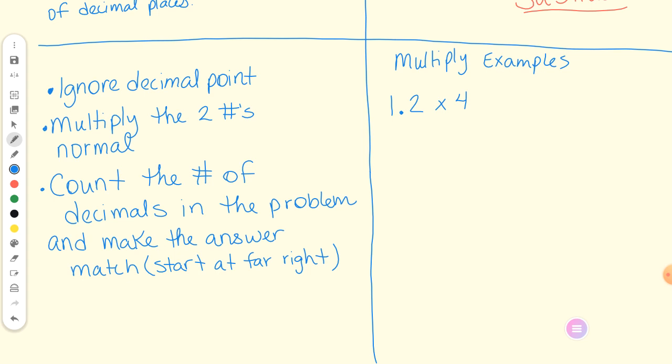1.2 times 4. Step 1 is ignore the decimal point. Dominic, if I'm ignoring that decimal point, what numbers do you see? 12 and 4. Haley, what is 12 times 4? Because it says multiply the 2 numbers normal. 48. So I would start by doing 12 times 4 is 48.